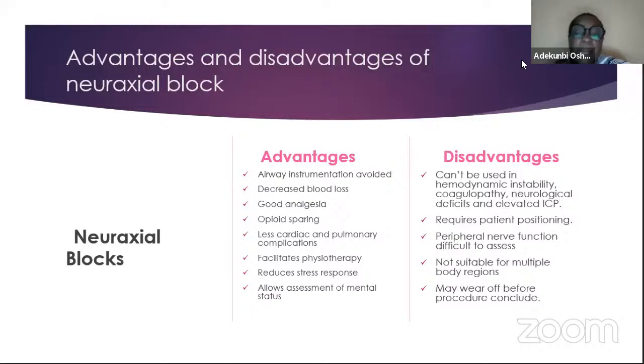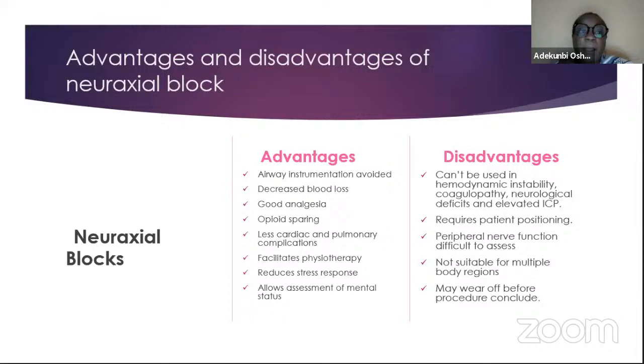These are patients that are already in pain. Are they going to be able to sit down properly for you to give your neuraxial block, or stay in the position you require them to be? Peripheral nerve function is also difficult to assess after the block. Then it's not suitable for multiple body regions at the same time. Then, as I said, sometimes the surgery may be more prolonged than expected, so it can wear off before the conclusion of the surgery.